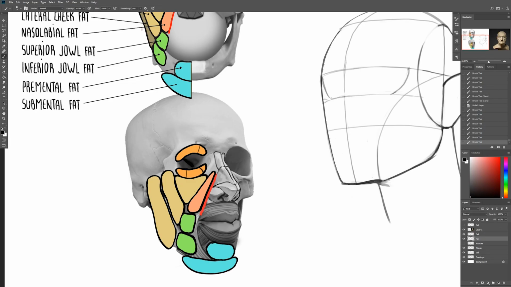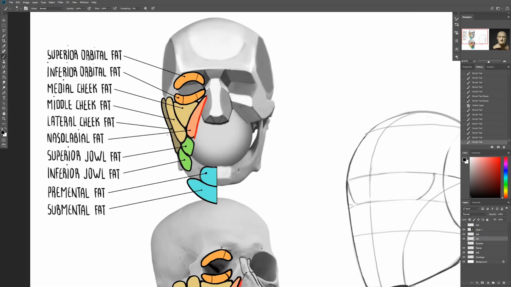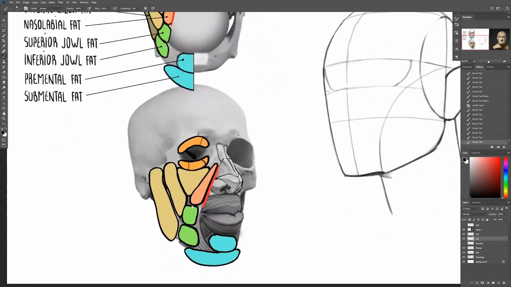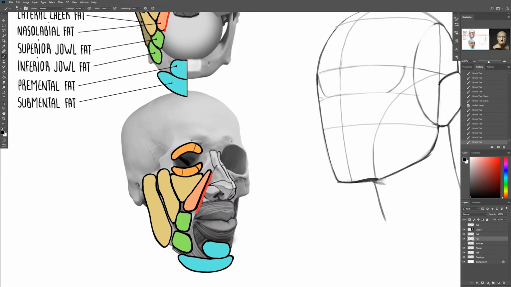And those are going to be some of the most visible when you age. Now, moving down, we'll have the superior and inferior jowl fat. So this is going to be those two little balls right there. They're not really balls, but those two little compartments here. Again, this is not going to be visible unless you're old.